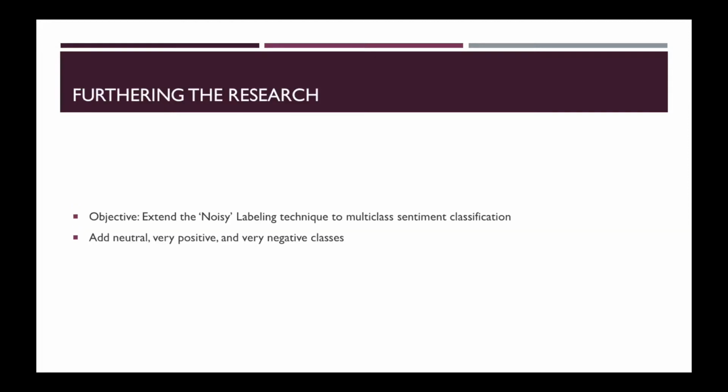The goal of this project is to extend this noisy labeling technique from a binary classification task to a sentiment classification task with 5 classes. This will hopefully make it possible to gain more information about the sentiment of a tweet by allowing tweets to be bucketed into very negative, negative, neutral, positive, and very positive classes.